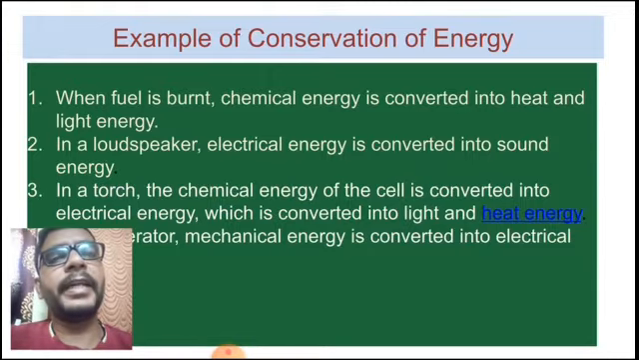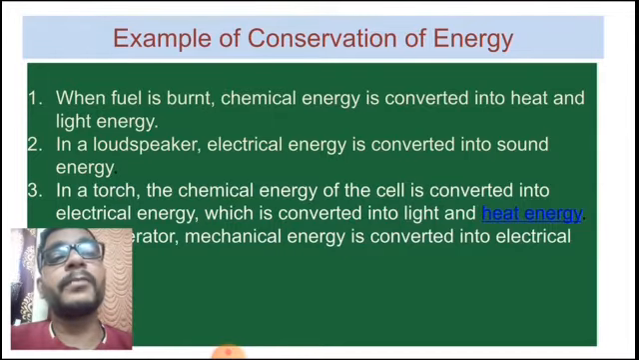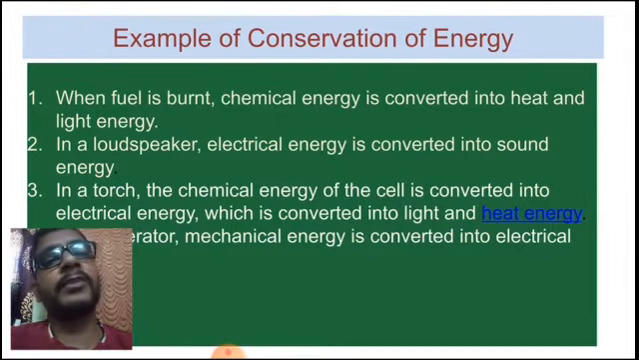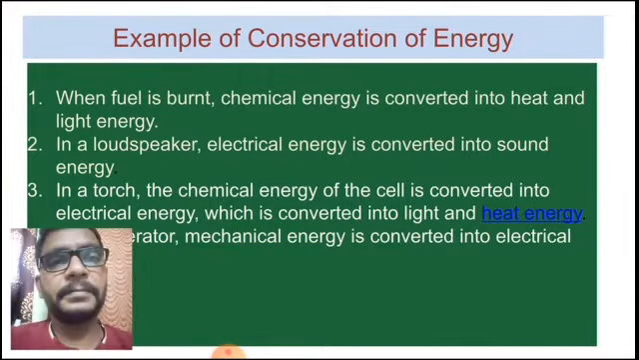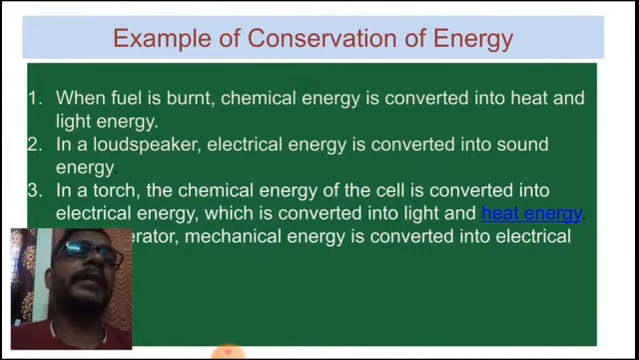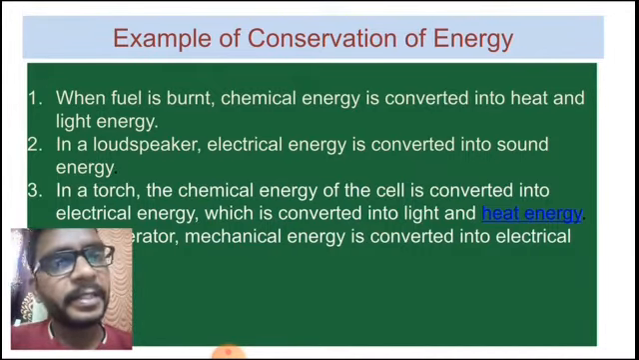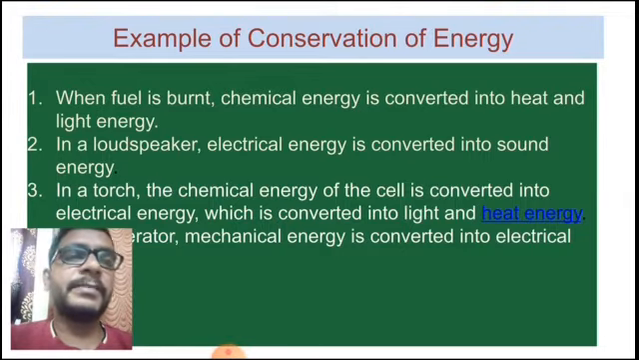Now the third one. If we take a torchlight, what is happening in it? We put cells inside the torchlight. Without the cell, there is no light coming out. If we put the cell inside, the chemical energy of the cell is converted into electrical energy, which is converted into light and heat energy. We get some heat and light from the torchlight due to the chemical reaction that takes place inside the cell, inside the battery.